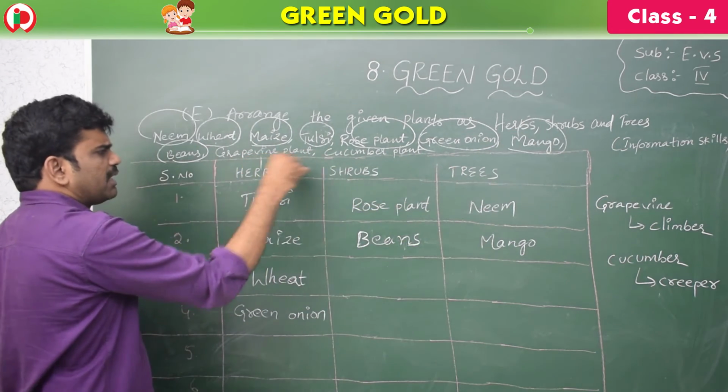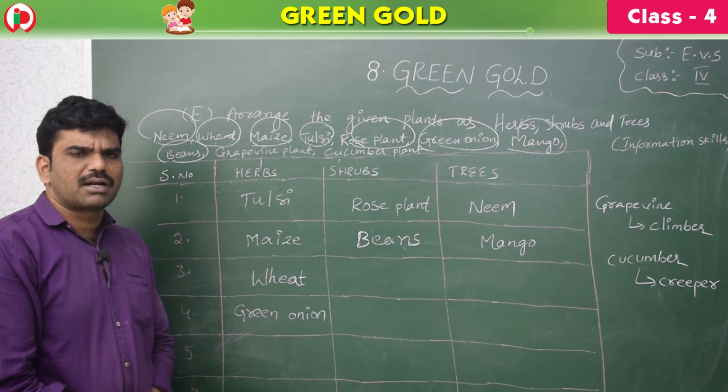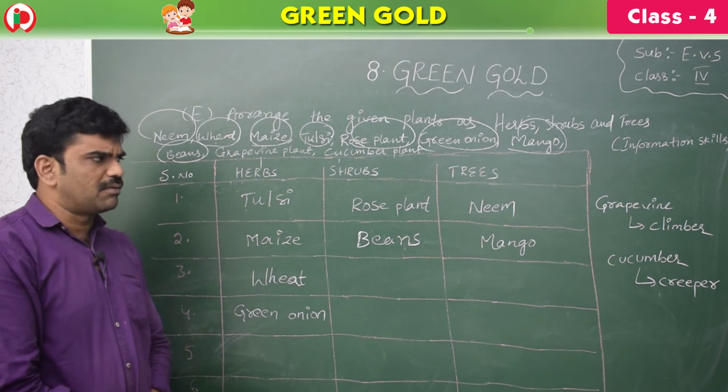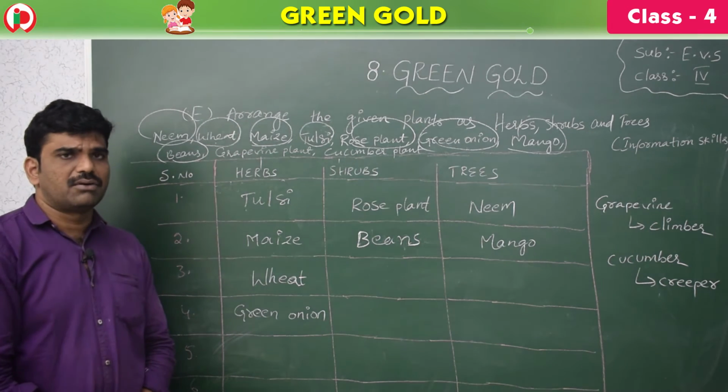So what are the left out? Grapevine and cucumber. Grapevine comes under climber and cucumber comes under creeper. Why? Because they have weak stems. They can't stand erect. Okay.